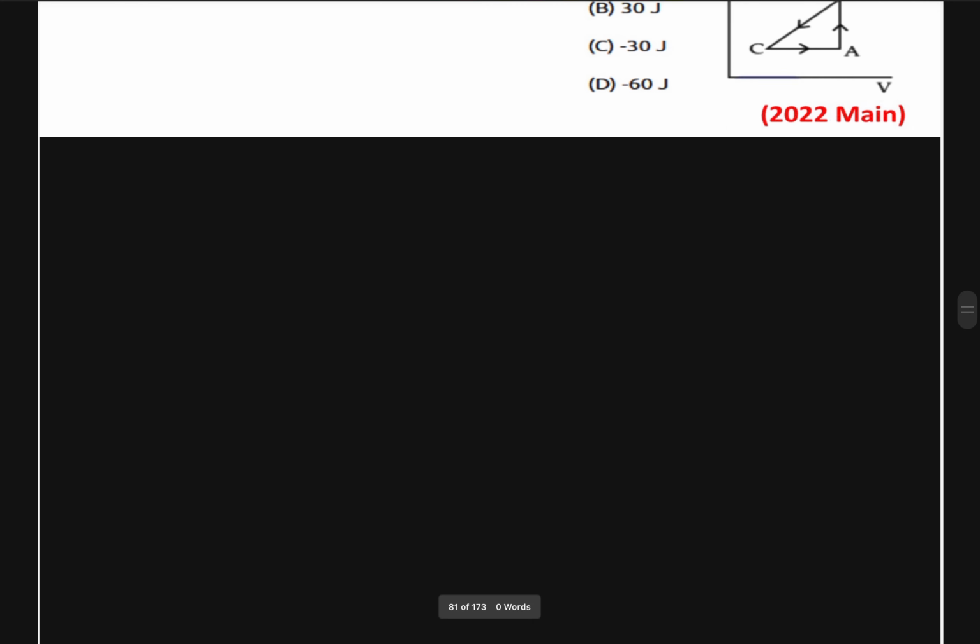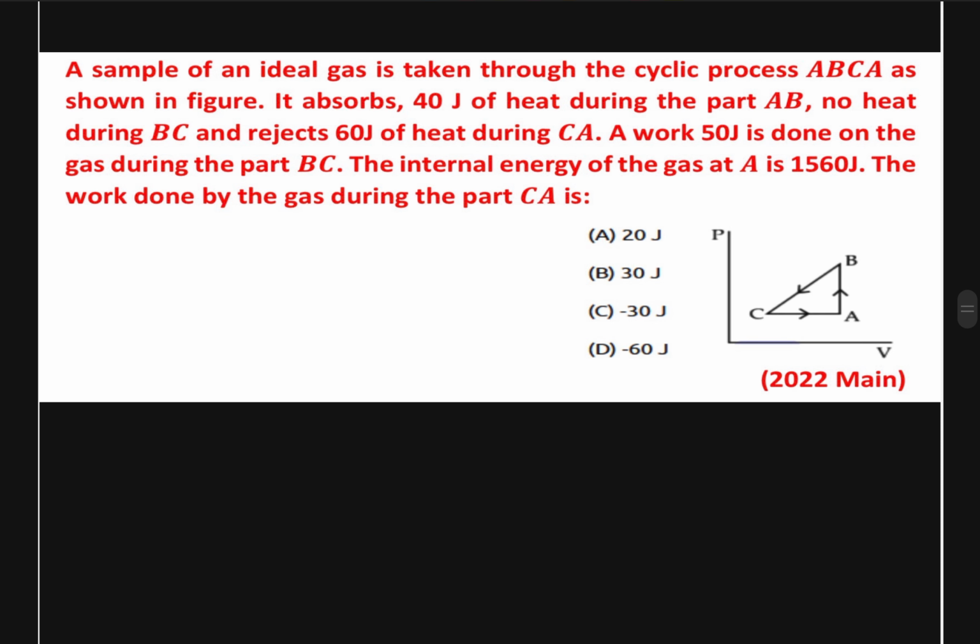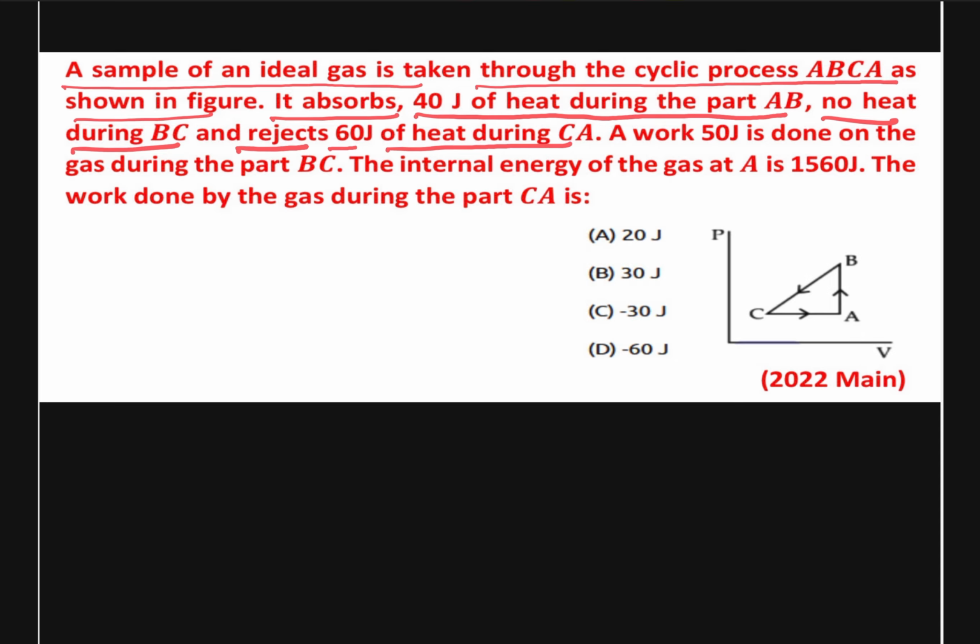Next question. It states that a sample of ideal gas is taken through a cyclic process ABCA as shown in the figure. It absorbs 40 joule of heat during part AB, no heat during BC, rejects 60 joule heat during CA. A work 50 joule is done on the gas during part BC. The internal energy of the gas at A is 1560 joules. The work done by the gas during the part CA is.